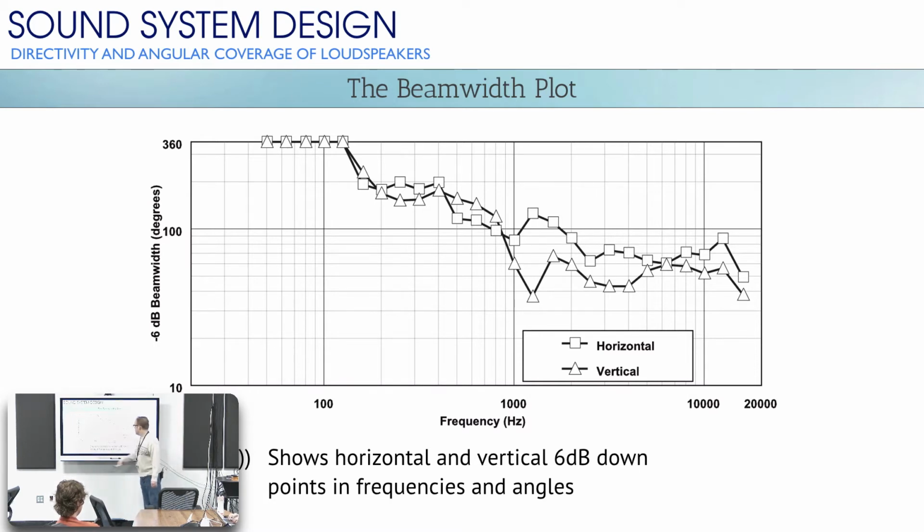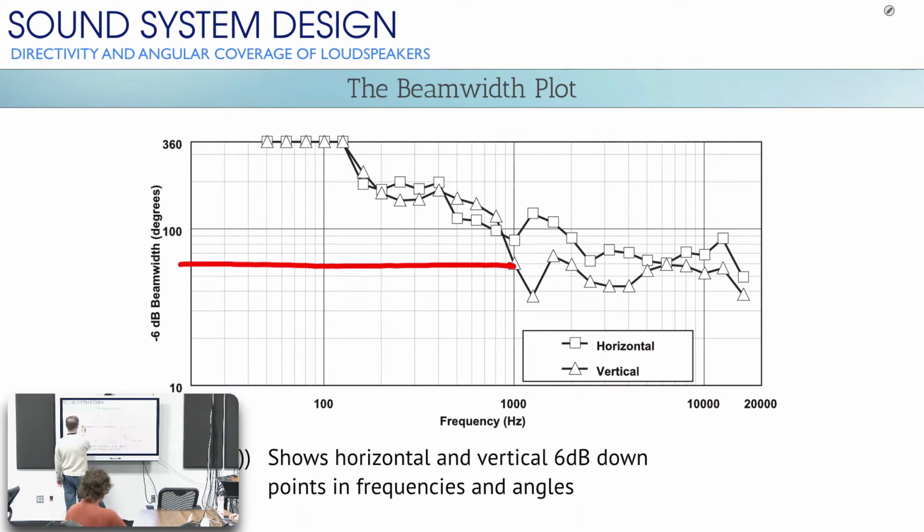So for example, here at 1 kilohertz, vertical, we are 90, 80, 70, 60 degrees. So this particular loudspeaker at 1 kilohertz has a 60-degree beam width on the vertical axis, which means you go 30 degrees up or 30 degrees down and you hit 6 dB quieter. Okay? But on the horizontal axis, it's like 85. So this is 60 degrees vertical, 85 degrees horizontal. So it's much wider on the horizontal than it is on the vertical.